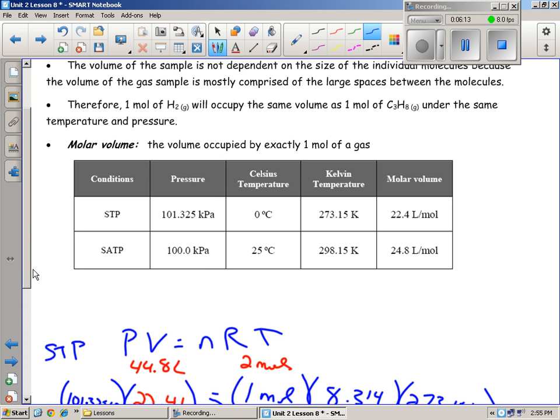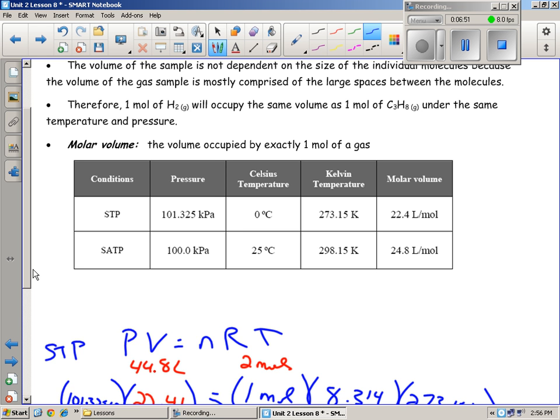Molar volume, by the way, it's right here as well. There's a little chart here for you. And basically what it says here, 1 mole of H2 will occupy the same volume as 1 mole of C3H8 under the same temperature and pressure. Why? Because gases are mostly made up of empty spaces, right? The molecules themselves are very, very tiny. So what it depends on is the pressure and the temperature. If those two things are the same, then the volume has no choice but to be, in the case of STP, 22.4 liters for every mole of gas that you have.